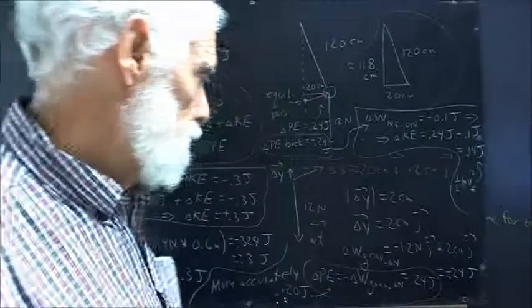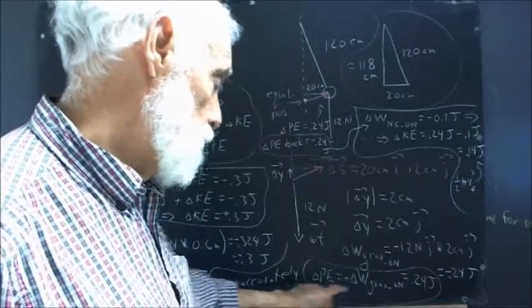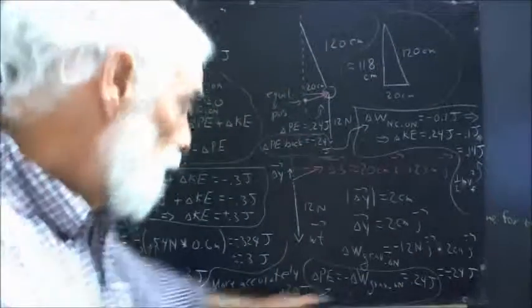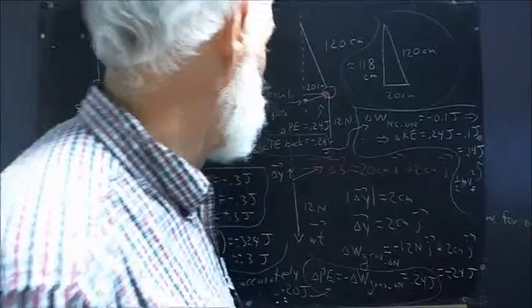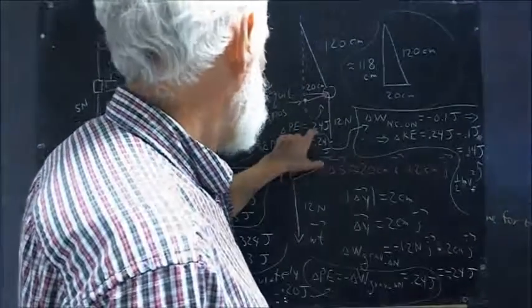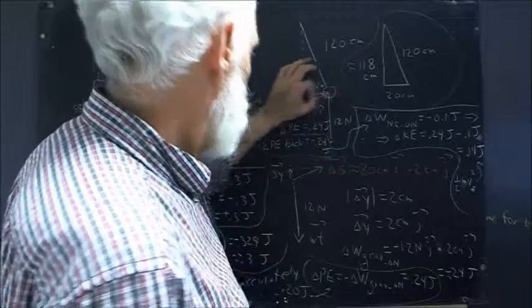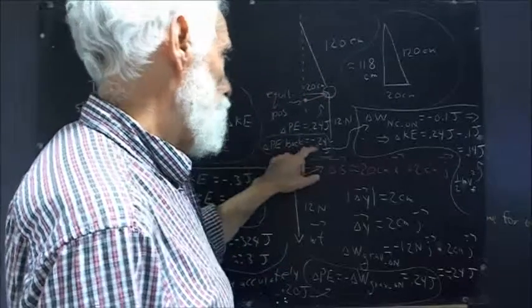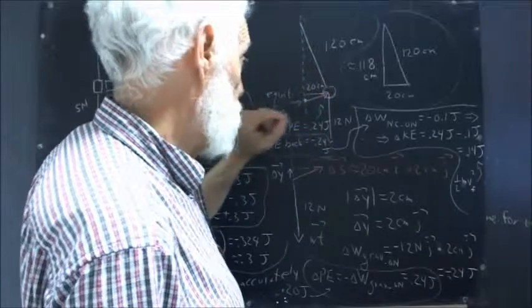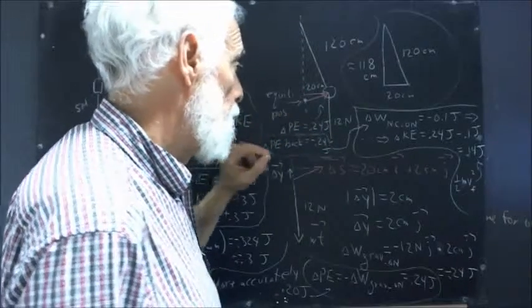Work done by gravity on the system is negative 0.24 joules, so the change in potential energy is plus 0.24 joules, more accurately plus 0.20 joules. So the potential energy change from here to here is plus 0.24 joules. If the pendulum swings back, you're going to get negative 0.24 joules because the position just goes in the opposite direction from here to here.